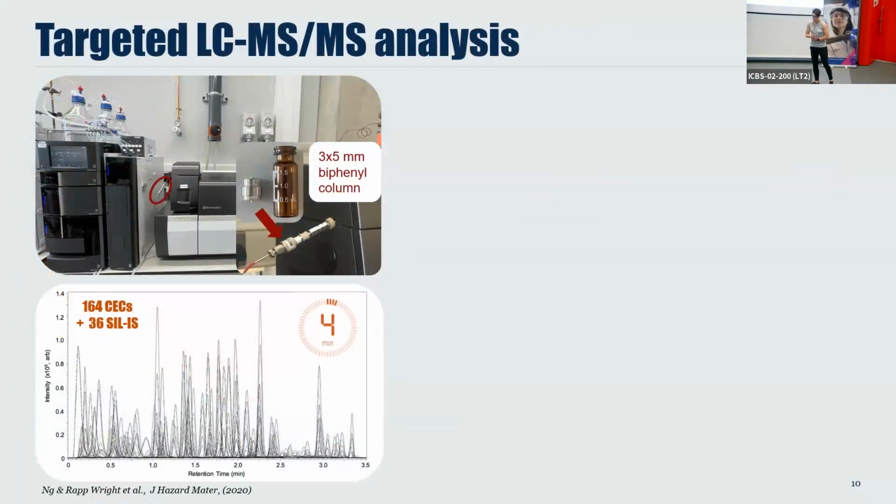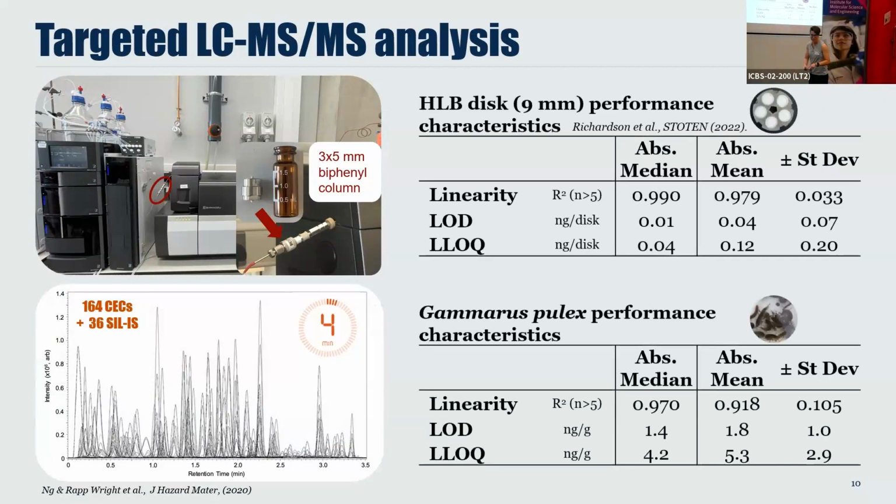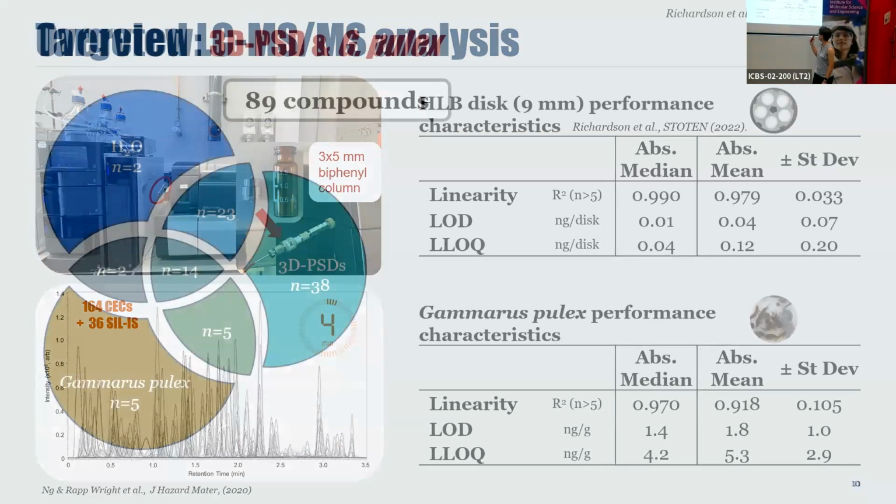For the analysis, we use a targeted LC-MS method, which can rapidly separate 200 compounds within 4 minutes on a guard column, which is about 5 millimeters long. But despite the speed of this method, it's still extremely sensitive. So you can see that our limit of detection, so that's the lowest we can actually detect a sample on our instrument, is 0.01 nanograms per disc on the HLB disc, and for the Gammarus pulex we're at 1.5 nanograms per gram. So still an extremely sensitive instrument, suitable for this application.